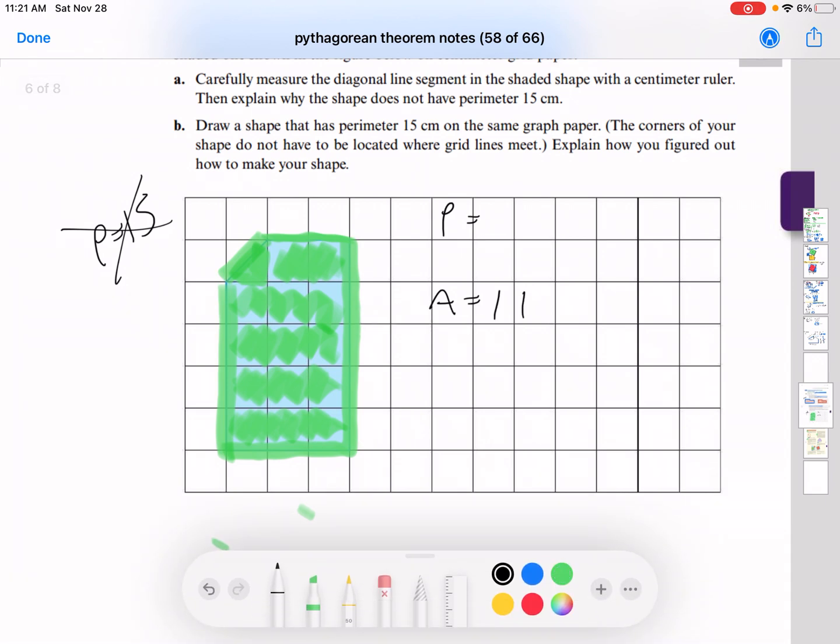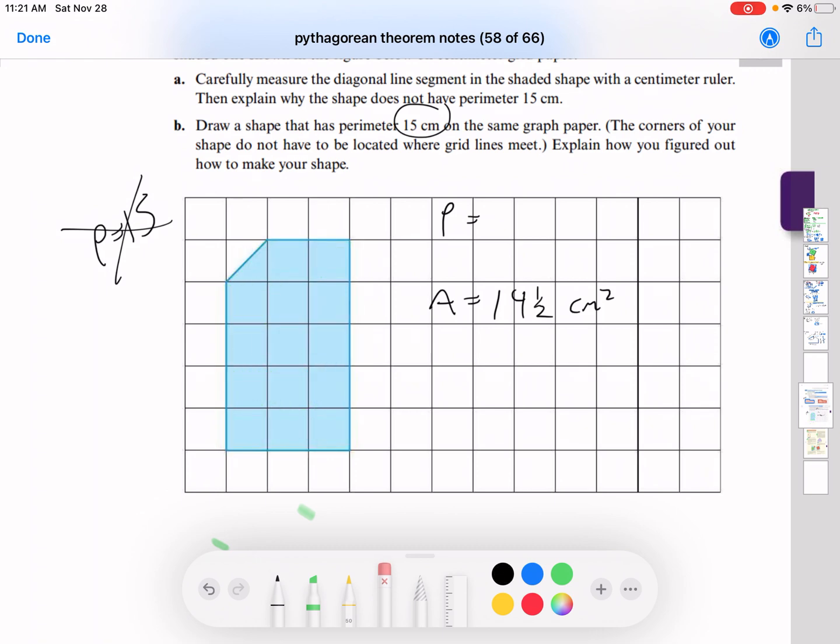So the area should be 14.5 centimeters squared if we're doing centimeters. Now the perimeter is 1, 2, 3, 4, 5, 6, 7, 8, 9, 10, 11, 12, 13, 14, plus this length right here. And that's what we need to figure out.